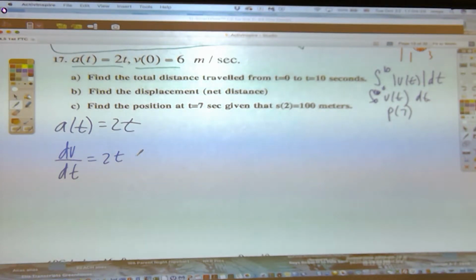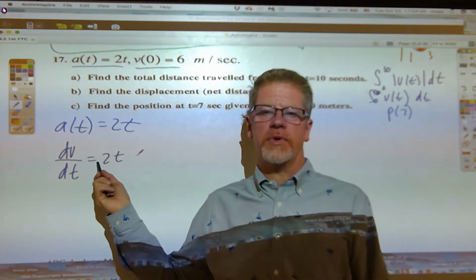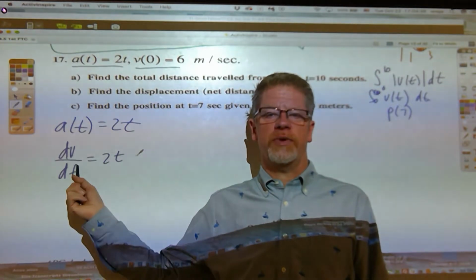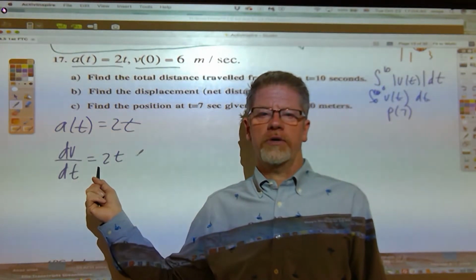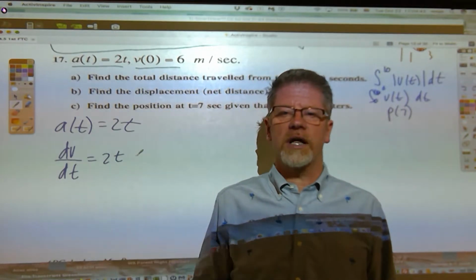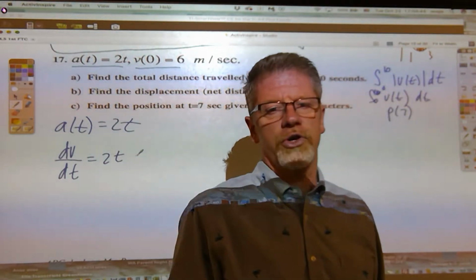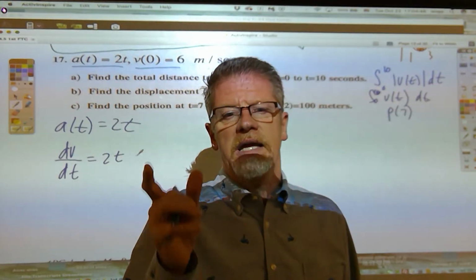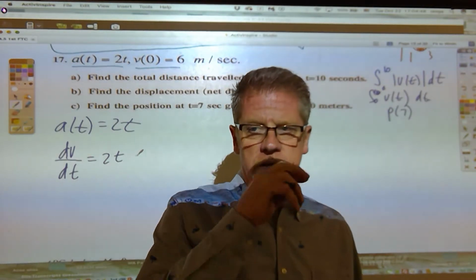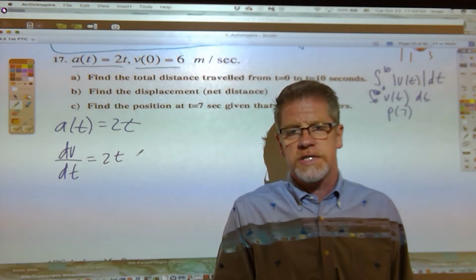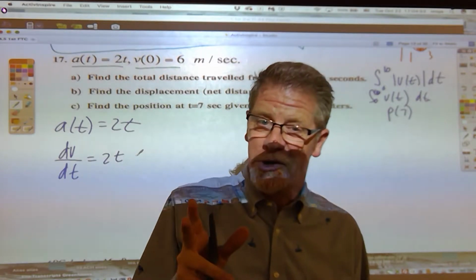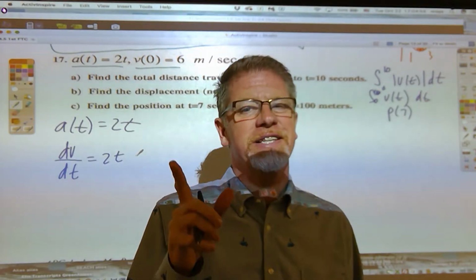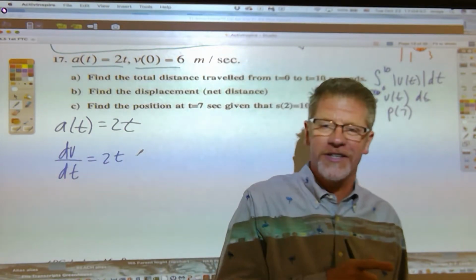dv/dt equals 2t. Okay, next we're going to use this. This is a differential equation because it's an equation that has a derivative in it. So we are going to use a technique for solving a differential equation called separate and integrate. Separate and integrate has 2 steps. Step 1 is the separate part. Step 2 is the integrate part.